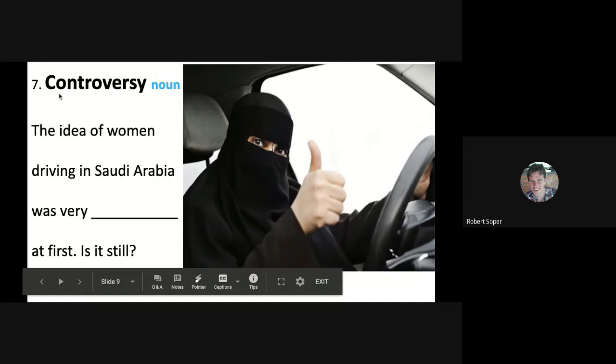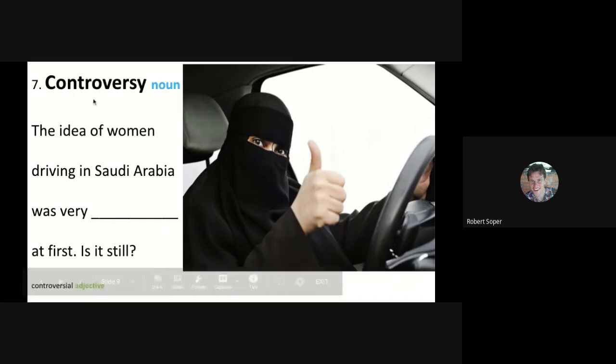Here we've got the word controversy. Controversy is a noun. Try and think about what controversy means. Well, controversy is a serious disagreement or debate. So if something creates a serious disagreement or debate, it's what we call controversial. That's an adjective, and it causes controversy. Controversial things cause controversy.